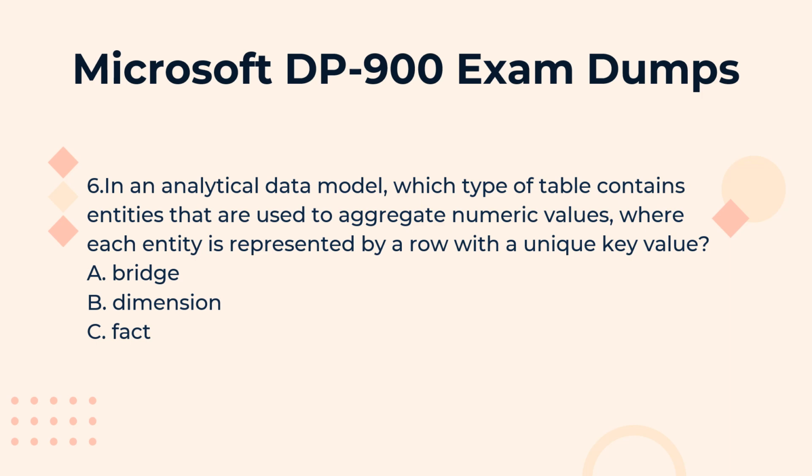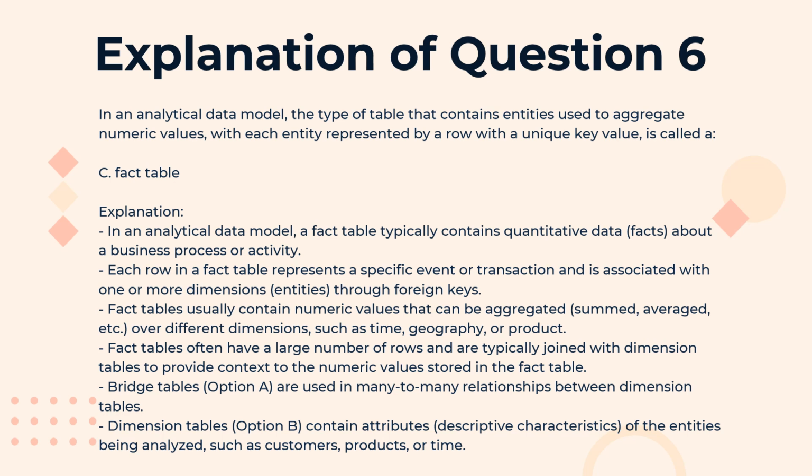6. In an analytical data model, which type of table contains entities that are used to aggregate numeric values, where each entity is represented by a row with a unique key value? A. Bridge. B. Dimension. C. Fact. In an analytical data model, the type of table that contains entities used to aggregate numeric values, with each entity represented by a row with a unique key value, is called a C. Fact table.